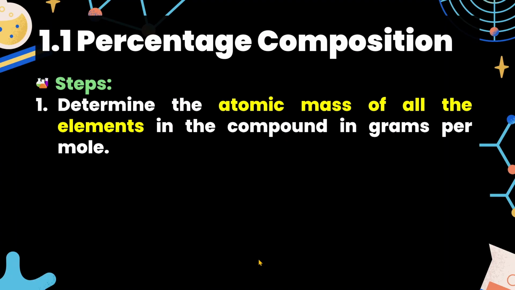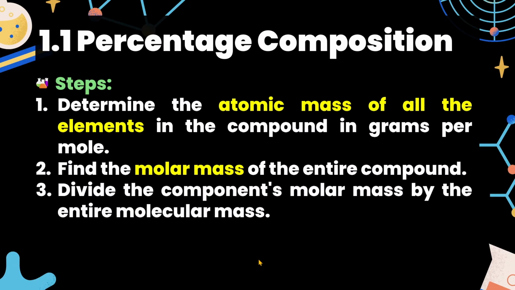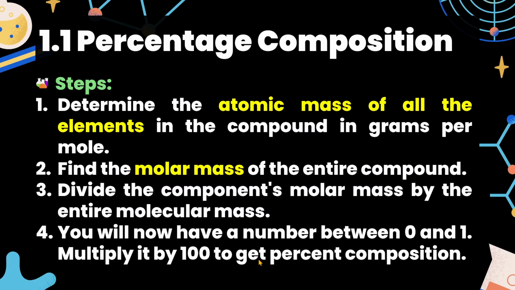We'll have a few steps of this. The first one is to determine the atomic mass of all the elements in the compound in grams per mole. Next one is to find the molar mass of the entire compound. Third is to divide the component's molar mass by the entire molecular mass. You will now have a number between 0 and 1, and we have to multiply it by 100 to get the percent composition. So basically, we'll just have to follow the formula.